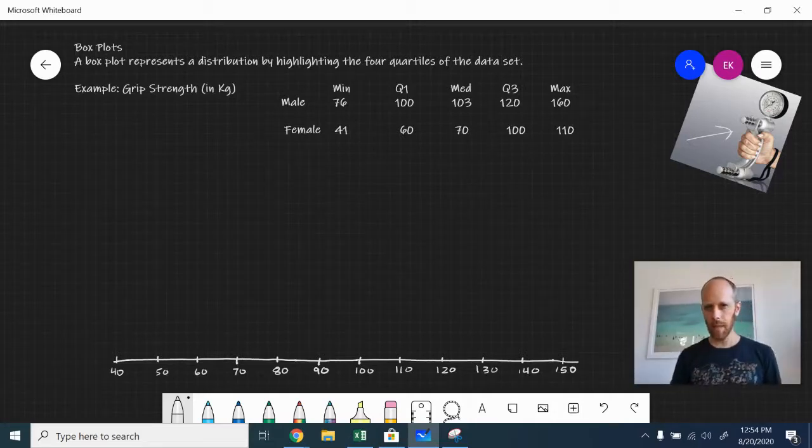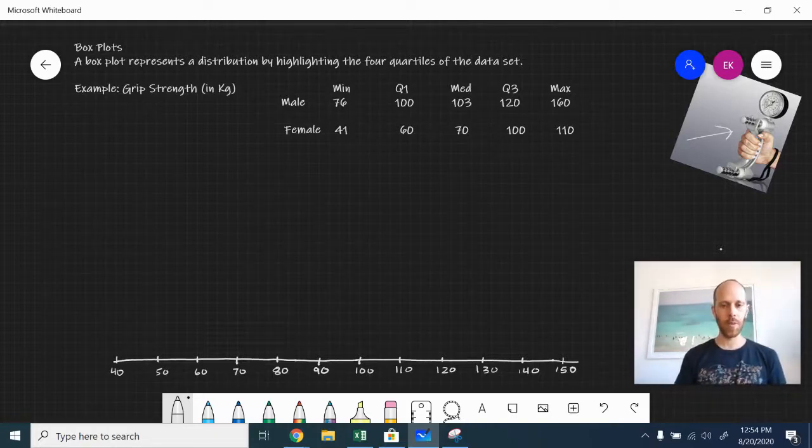So for men, let's suppose that we've got a large data set. I'm not going to give you all the data today. I'm only going to give you the minimum, quartile 1, median, quartile 3, and the maximum. And so for these men, I want to draw the box plot. And here's how we go about doing that.